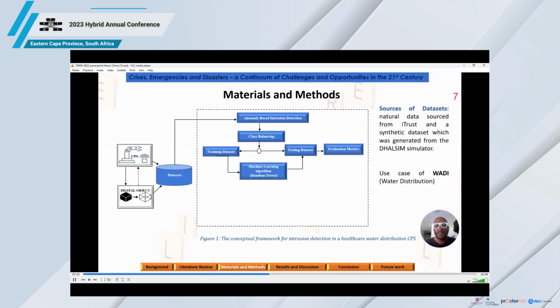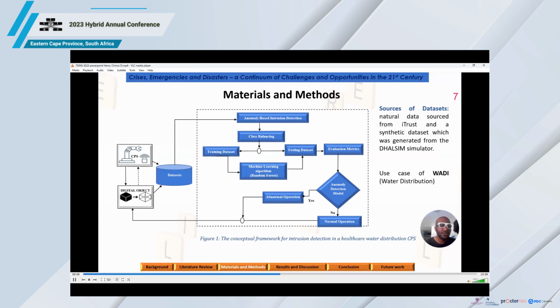Additionally, standard evaluation metrics such as F1 score, precision, and accuracy are also applied to ascertain the performance of the machine learning algorithm. Upon doing that, the anomaly detection model is now able to tell us if there's an abnormal operation or a normal operation, and feeds that information to the digital objects, which is subsequently moved to the cyber-physical system.